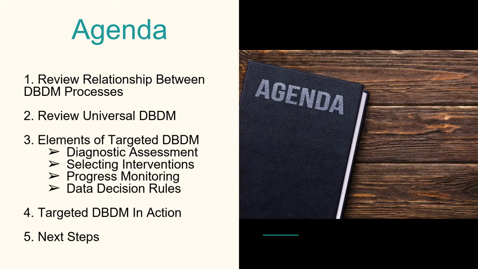This is the agenda for this module. First, we will take some time to review how the three DBDM processes are connected and revisit the universal DBDM process. Then, we will cover the elements of targeted DBDM, which include diagnostic assessments, selecting interventions, progress monitoring, and data decision rules. Finally, we will outline what targeted DBDM might look like in practice and leave you with next steps to begin implementing your own effective targeted DBDM process.